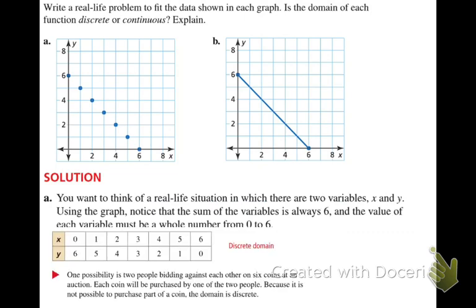One possibility would be 2 people bidding on each other for 6 coins. So what this point represents is if, let's call this guy A and this guy B, if person A has 6 coins, then B gets 0. Or this means if person A gets 5 coins, then person B gets 1. With this, do you see how you wouldn't have a half a coin? Yeah. Okay, now look at the other one.